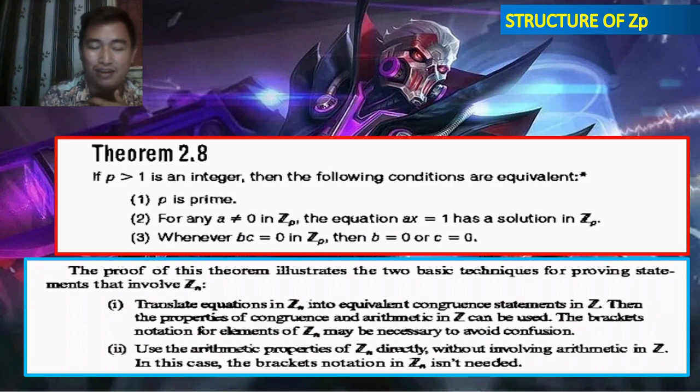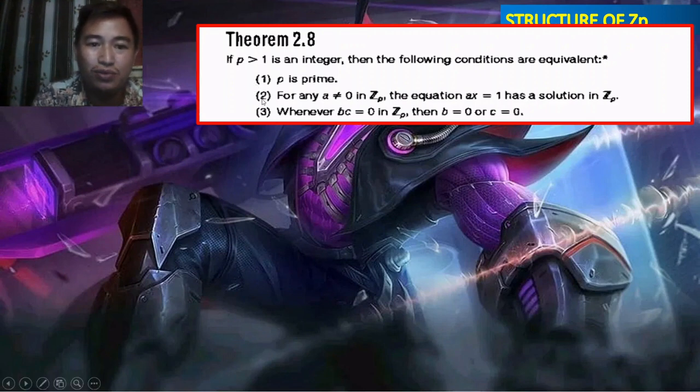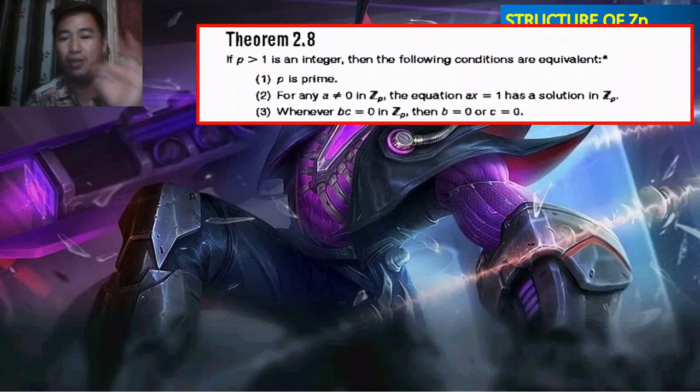So in proving Theorem 2.8, we use both technique 1 and technique 2. Technique 1 uses modulo and brackets. In number 2, there are no brackets. To show that the conditions are equivalent, we show that 1 implies 2, 2 implies 3, and then 3 implies 1. Therefore, the three are equivalent. So we only need to prove these three implications.